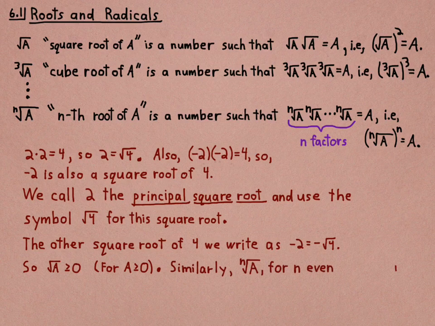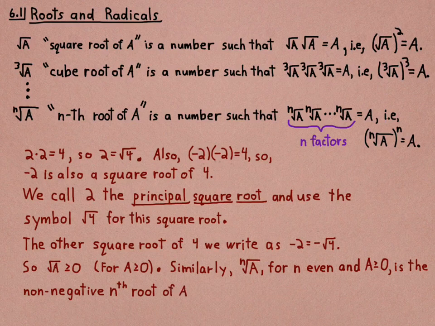So similarly, the nth root of A for n even and A greater than or equal to 0 is the non-negative nth root of A. In other words, it's the principal nth root, we would call it. And the negative nth root would be written negative nth root of A, not too surprisingly.